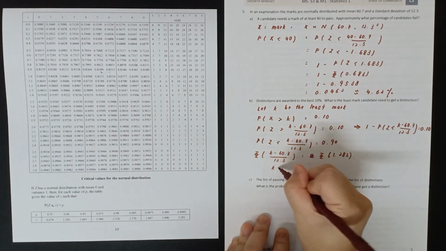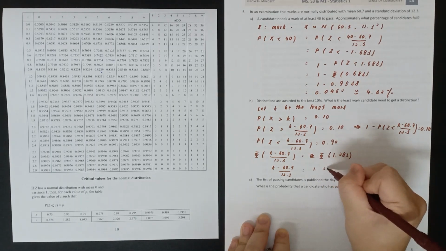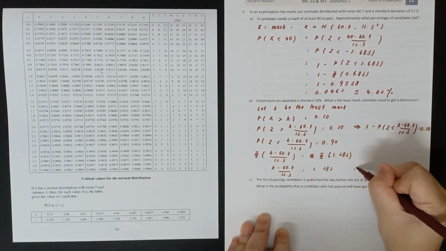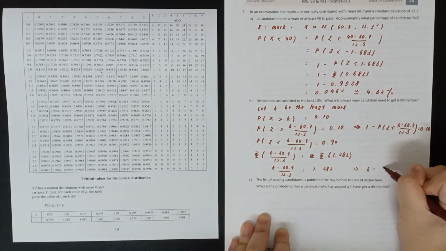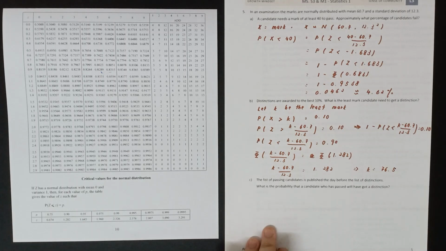So (K minus 60.7) divided by 12.3 will be equal to 1.282. After I solve it, I'll be able to get K equals 76.5 in 3 significant figures. The least mark can be 0.5, so I'll just put it in 3 significant figures. Alright, so let's move on to C.